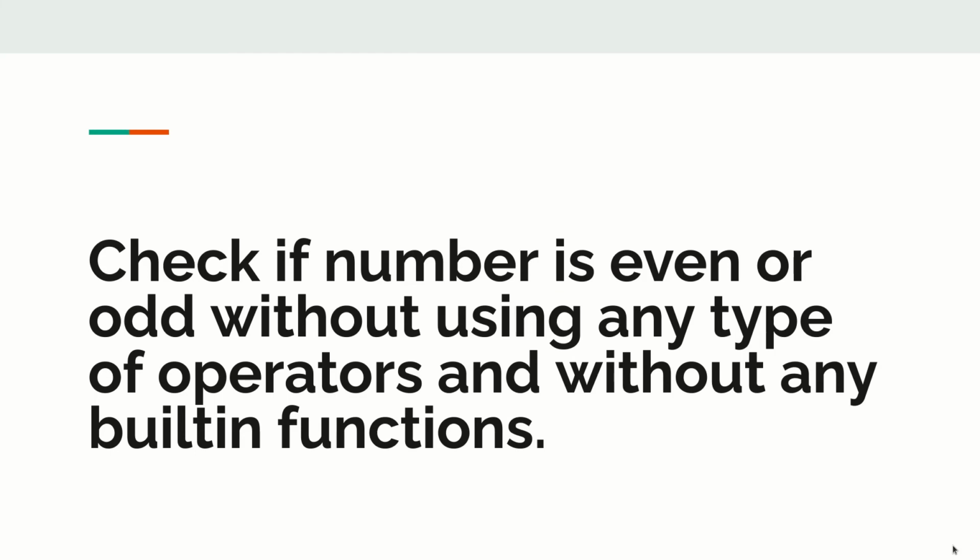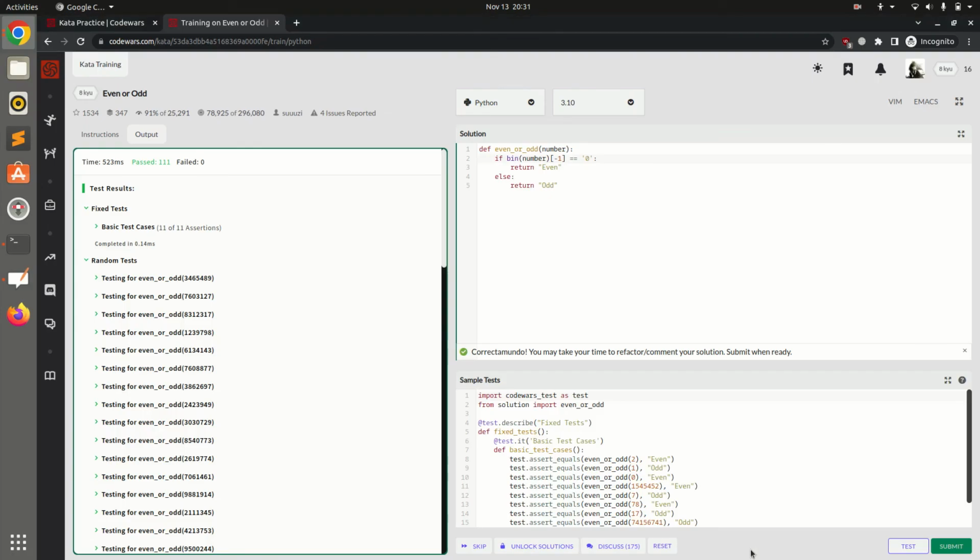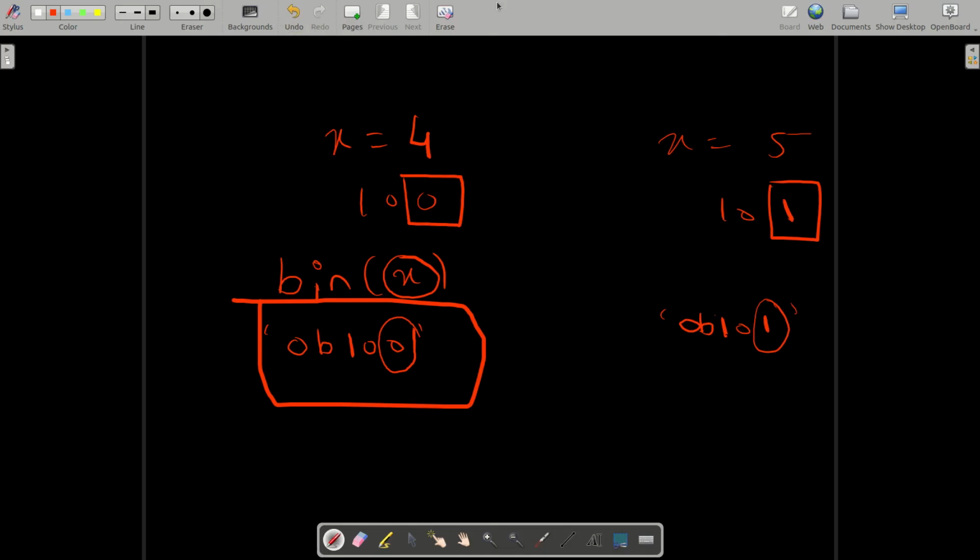And the question is to check if the number is even or odd without using any type of operators and without any built-in functions. So we were using the bin function which is provided to us by Python. We cannot use this now with these conditions. Pause the video and give it a try.